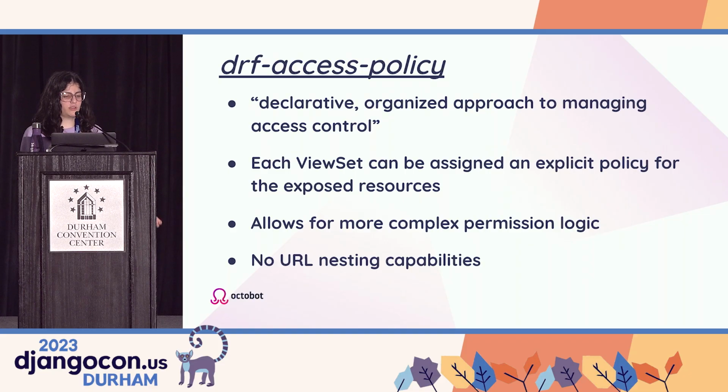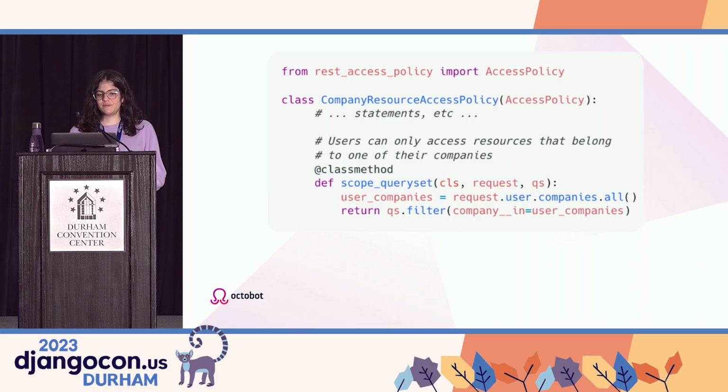Just as a side note, it does not do any URL nesting, so you would still need to implement that either like I just showed you, or if you have your own implementation, I'd be happy to discuss it later as well. The way this access policy works is that you import AccessPolicy from rest_access_policy, and you can create your own. In this case, I called it resource access policy, which inherits from your base access policy class. There are a lot of different statements that you can add. The documentation is pretty thorough and has a lot of examples, so I encourage you to check them out if you're interested. But here I'm only implementing the tenancy stuff, so this is kind of equivalent to the example with the viewsets that we just saw.